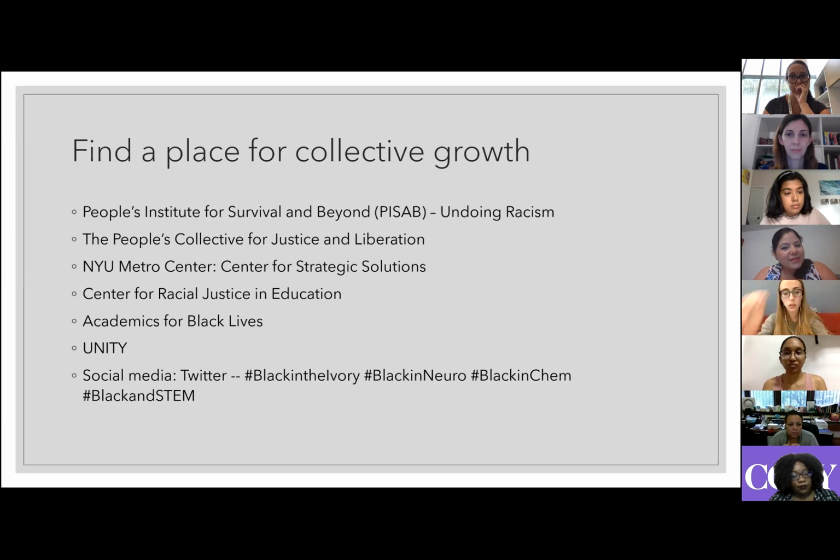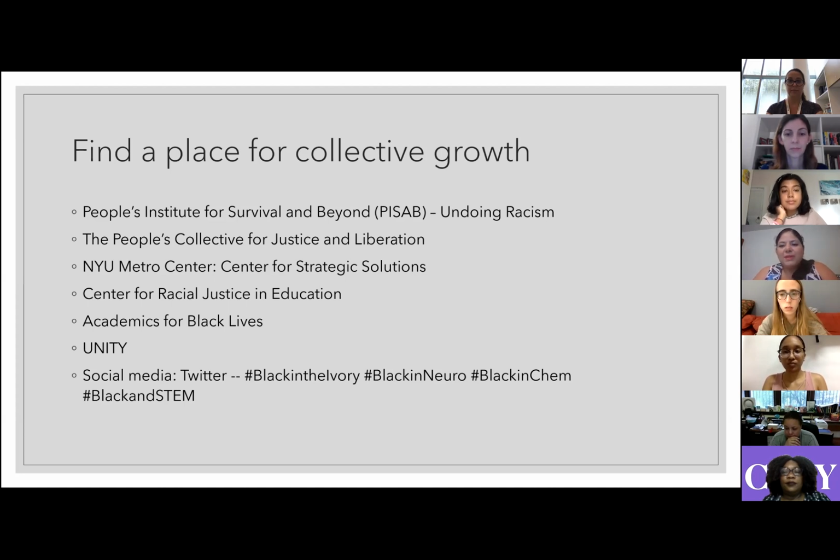It is a little pricey, but they do have some fellowships for students and postdocs, and maybe you can get support from your department to engage in this work. Another group that's been incredibly important, particularly in these times of COVID, is the People's Collective for Justice and Liberation, which is an Asian and Pacific Islander group, which really looks collectively at all of the societal and systemic racism that are experienced by all people of color.